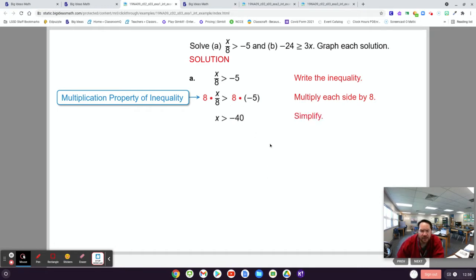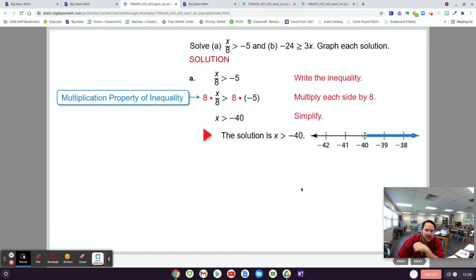So if you're going to graph that, would that be an open or closed circle? Yes, it would be open, because x cannot equal negative 40. It can only be bigger than. Will the arrow go to the right or to the left? Yes, the arrow would go to the right because it's anything bigger than negative 40. So open circle at negative 40, arrow going to the right. Yay, done. Okay, let's try the second one.